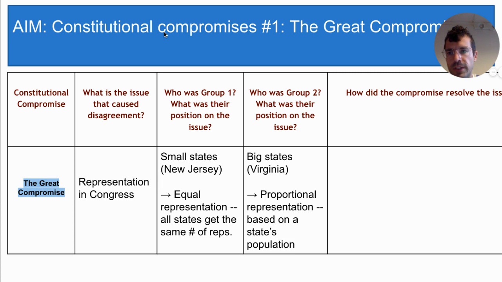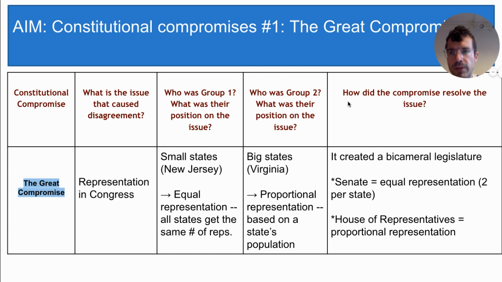But the New Jersey Plan was rejected by the delegate from Virginia, which was then the state with the largest population. The Virginia delegate, on behalf of the big states, instead proposed a plan for proportional representation. Proportional representation means that the number of representatives from each state is based on the state's total population. In other words, states with large populations would get more representatives in Congress than states with small populations. So our second group was the large states led by Virginia, and they wanted proportional representation.